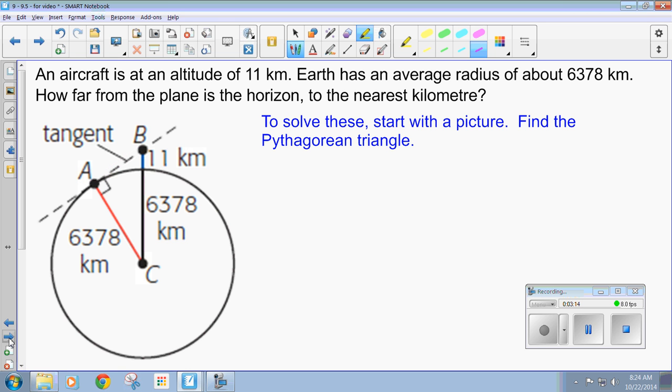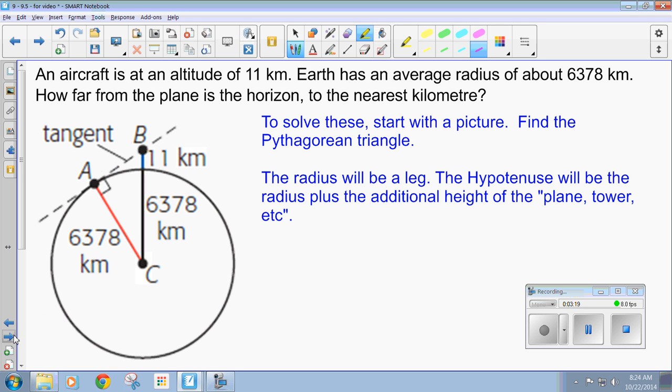We're going to start with our picture and find our triangle. The radius will be one of our legs. The hypotenuse is going to be this radius plus the height, in this case of the airplane, but in other problems it will be the height of the tower, or the height of a building, or the height of a tree. You can use a squared plus b squared equals c squared, or use the manipulated formula. We have the hypotenuse. We're going to take away b squared to find a squared.